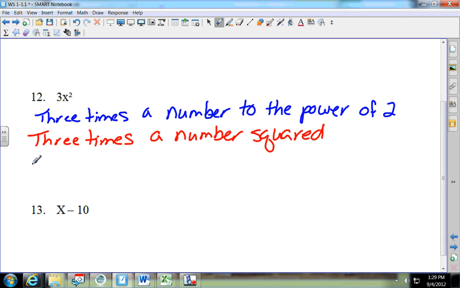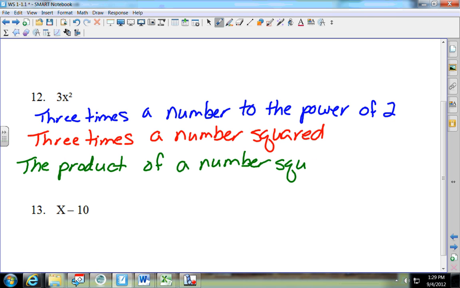What about this one? The product of a number squared and 3. Would that mean the same thing? Can you write the product of 3 and a number squared? Yes, sir. What about this last one down here?